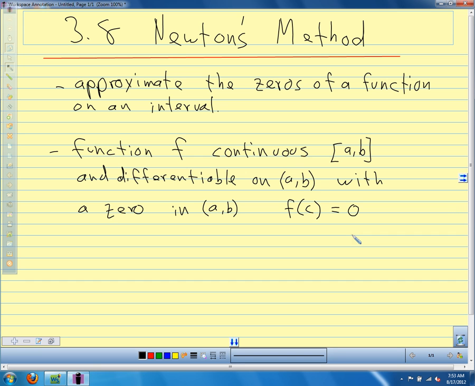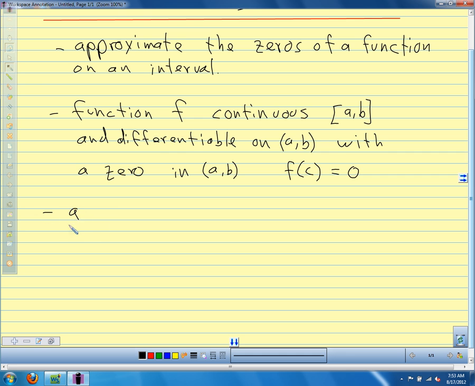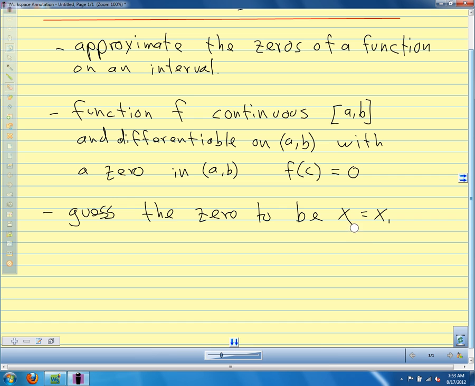But with Newton's method, we're doing repeated approximations with the tangent line. So we're going to approximate the zero. We're going to guess at what the zero is of our function. So we have to start Newton's method with an initial guess. So we're going to say that equals x1. That's our first guess, x1. So let's draw a picture of what we're talking about here. Let me switch pages and we'll draw a picture.